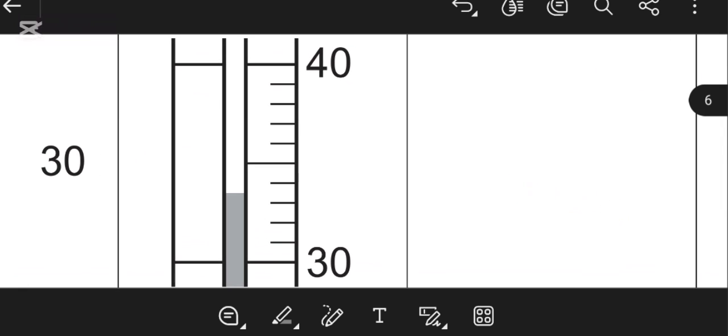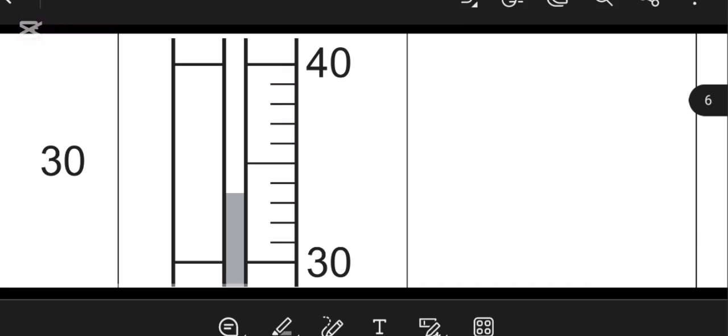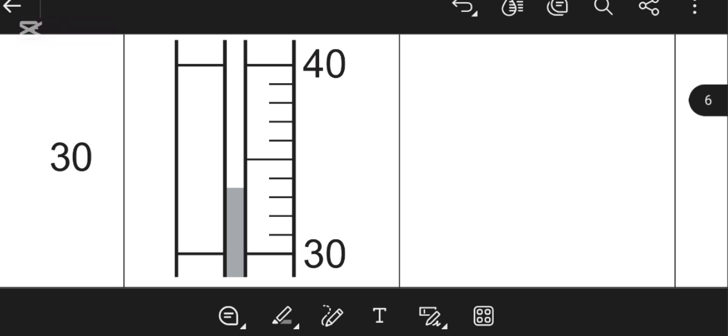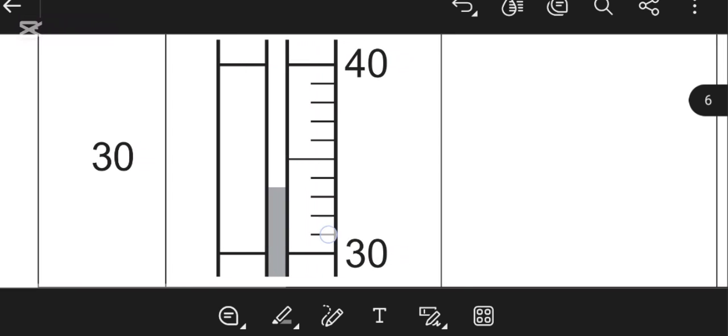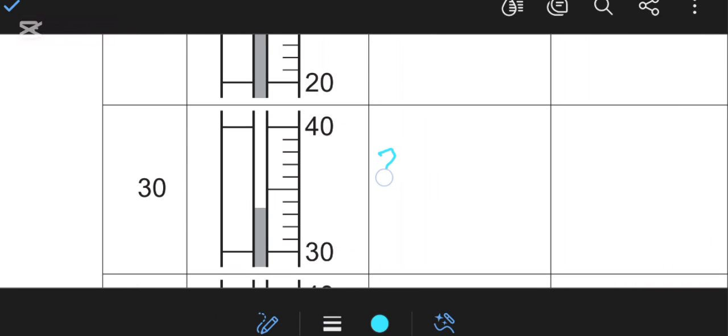Let's do this together. So see, 31. You can divide the scales. They're total 1, 2, 3, 4, 5, 6, 7, 8, 9, 10, right? So when you divide by 10, you realize that each scale is 1. So 31, 32, 33, 33.5 will be over here. 33.5.